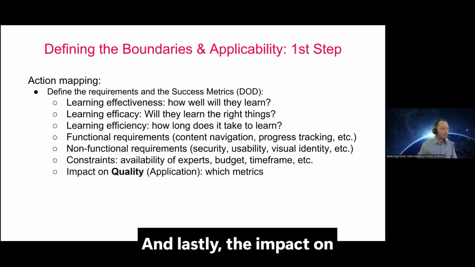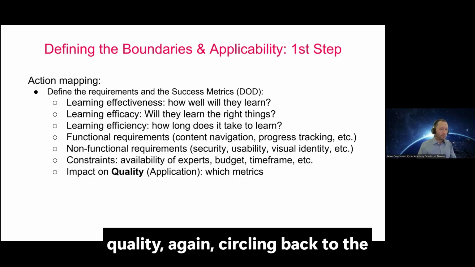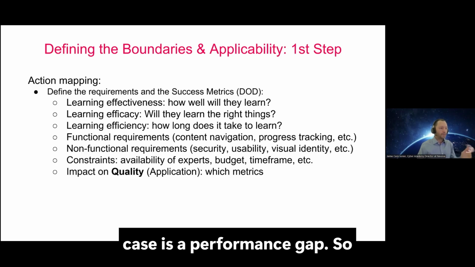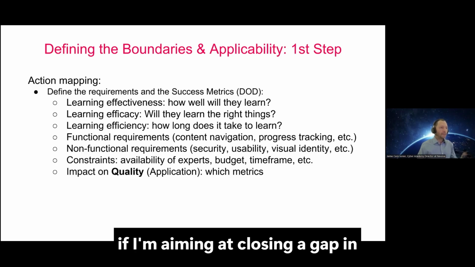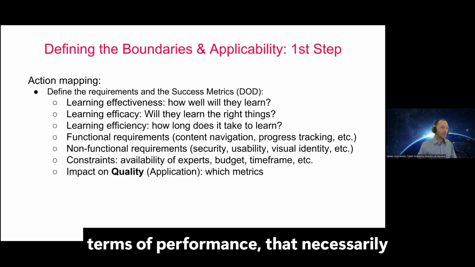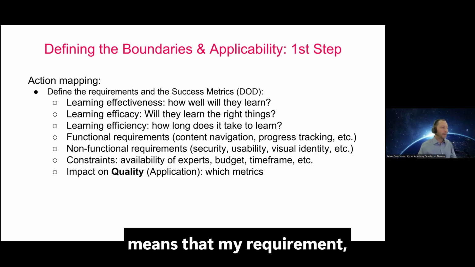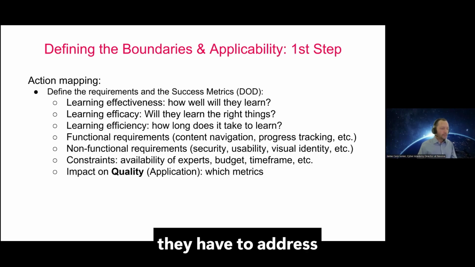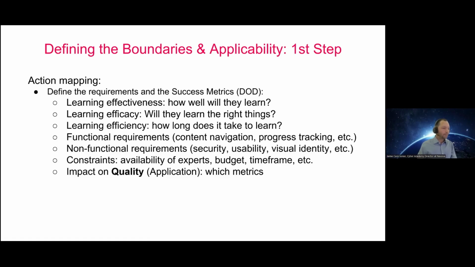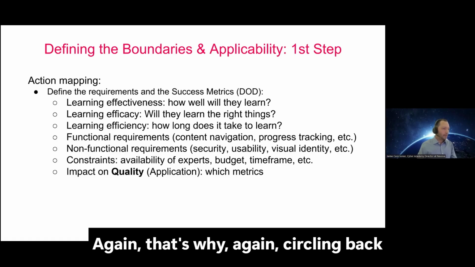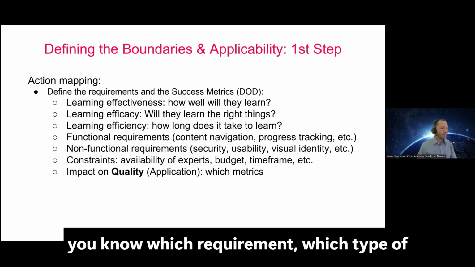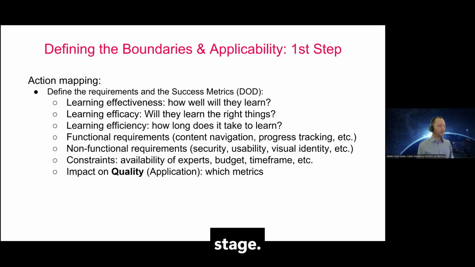And lastly, the impact on quality. Again, circling back to the definition, quality in our case is a performance gap. So if I'm aiming at closing a gap in terms of performance, that necessarily means that my requirements concerning quality have to address job-related metrics. Again, circling back to the previous slide, that's why I have to define your application first, so that you know which type of requirement I have to add here at this stage.